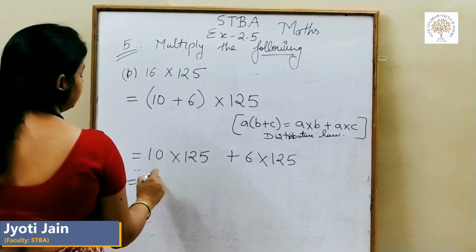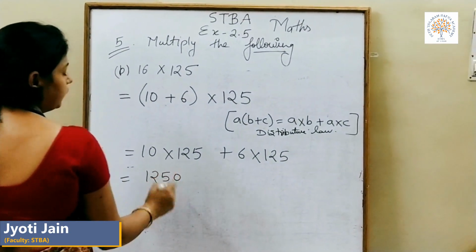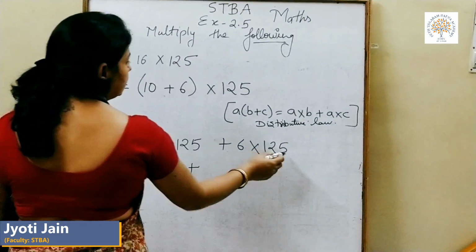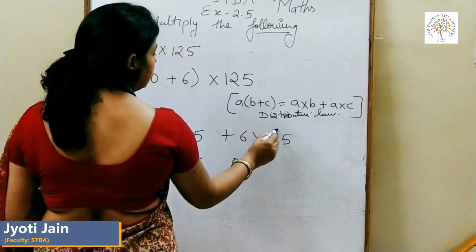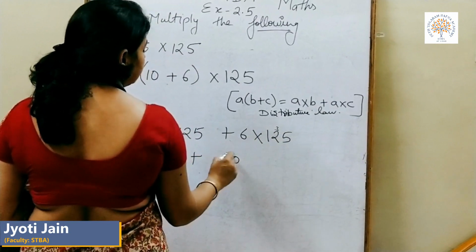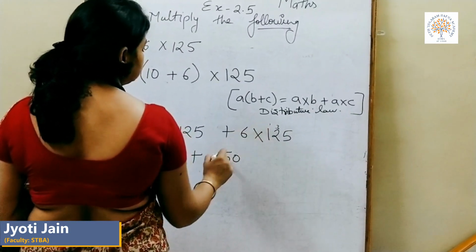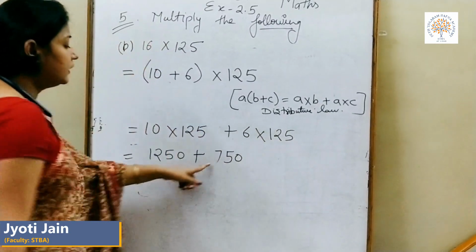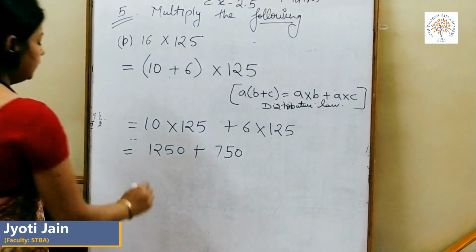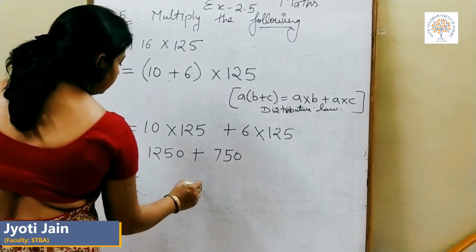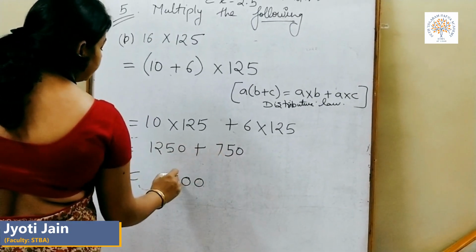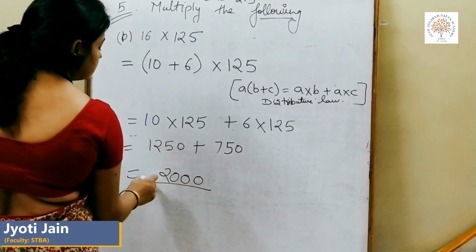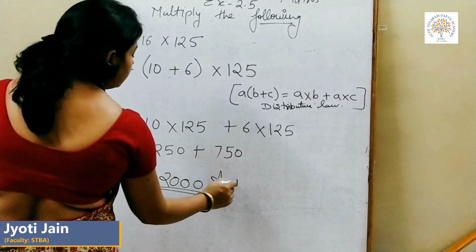So 125 multiplied by 10, so it will become 1250, and 6 multiplied by 125, so 6 5s are 30, 6 2s are 12, plus 3 is 15, 6 1s are 6, plus 1 is 7. So we are getting 750. Add them. So 0, and 5 plus 5 is 10, 2 plus 1 is 3, plus 7 is 10, and here is 2. So the final answer is 2000.